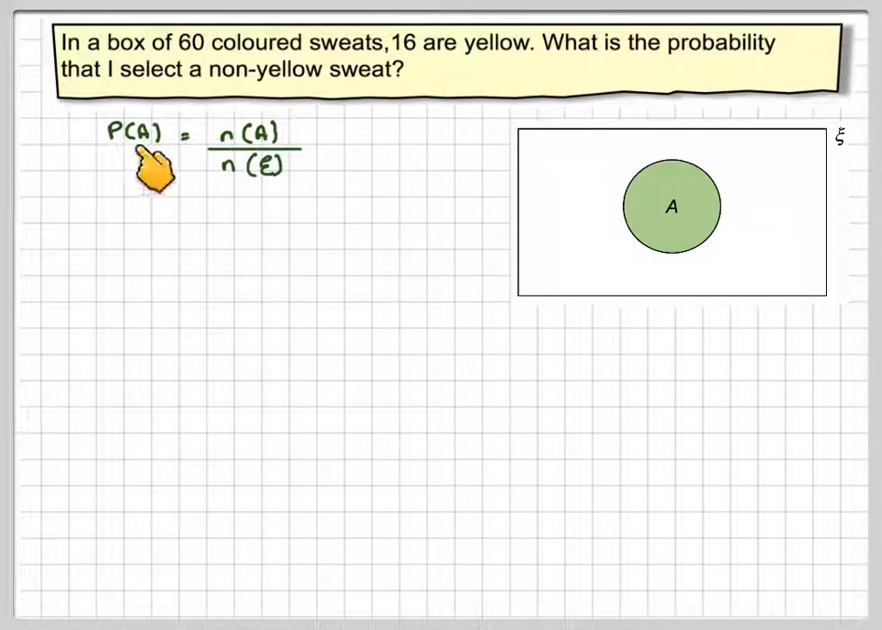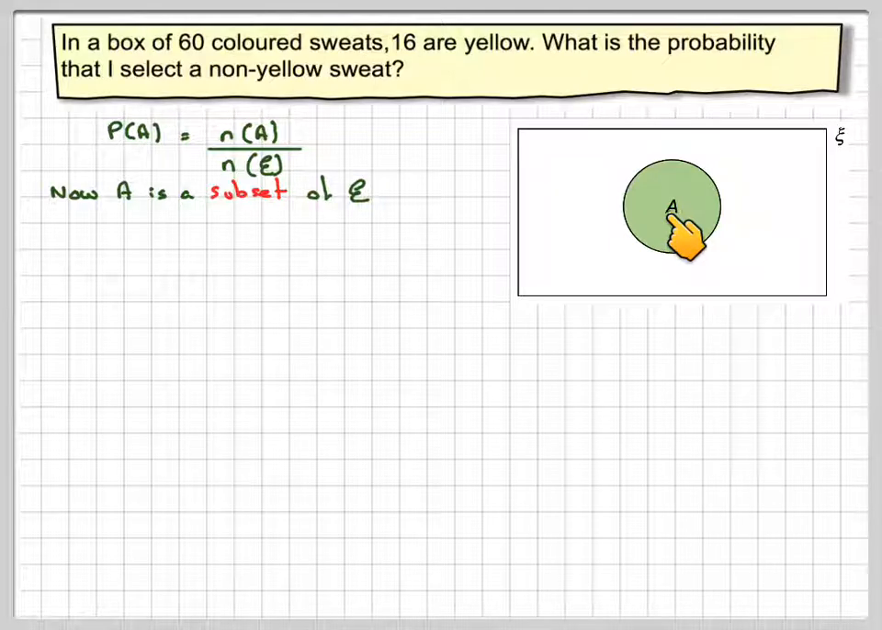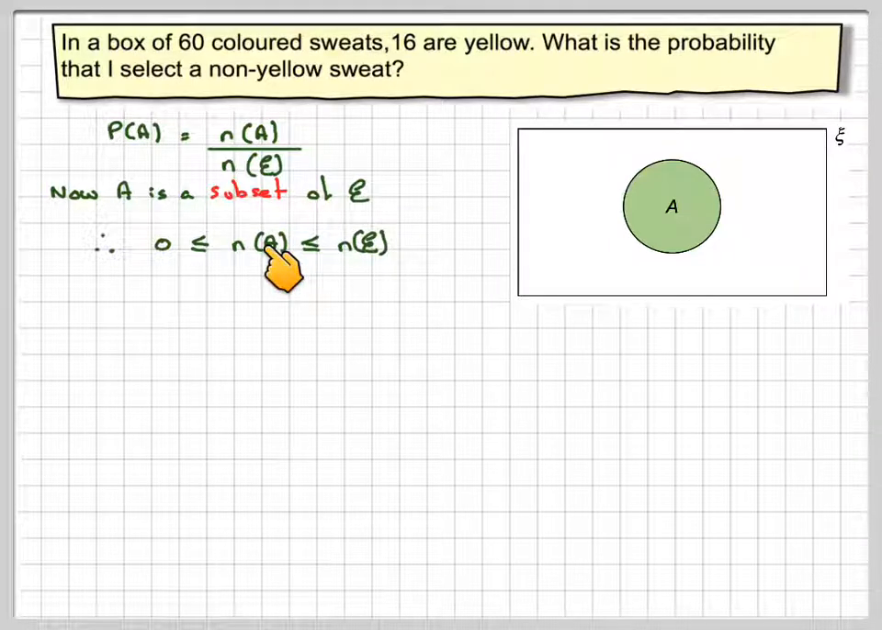In the previous video, we established that the probability of A is the number in set A divided by the number in the universal set. So this is set A, and this is the universal set. In my little problem, the number in here is 16, and the number here is going to be 60. Now this is considered to be a subset of the universal set, and therefore the number in A will be between 0 and the number in the universal set, which is 60 in this particular example. It can be equal to either of those as well, so it's somewhere between them.